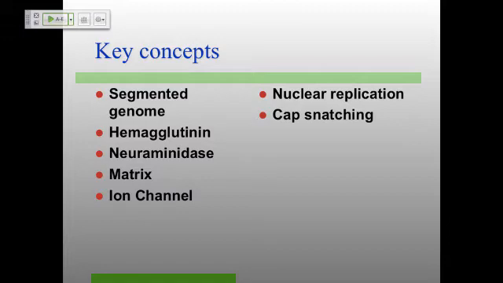So also talk a little bit about the matrix and ion channel proteins. One of the matrix proteins is, in fact, an ion channel as well. And that has to do with the conformational change that you have with the hemagglutinin protein due to changes in pH.